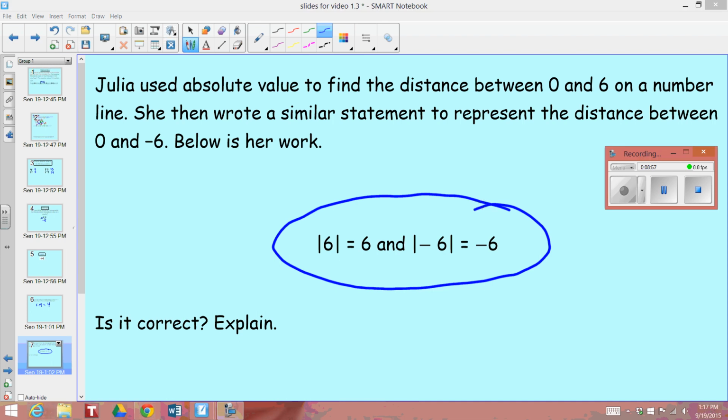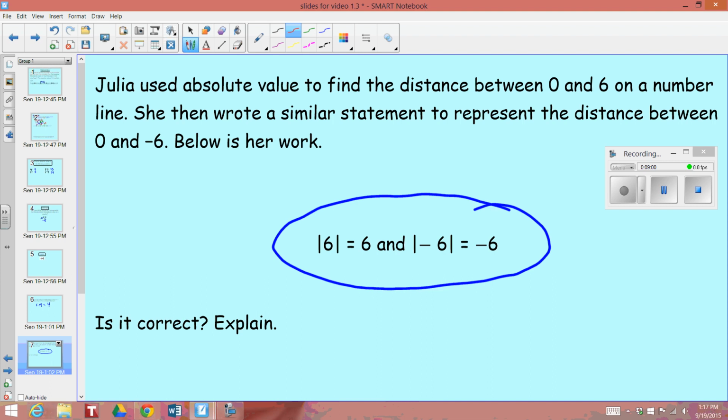Let's look at this closely. The absolute value of positive 6 is indeed positive 6, because the number 6 is 6 units from 0. However, negative 6 is how far away from 0? Well, I know that if I drew a number line, I could see that negative 6 is 6 units from 0. So why did Julia put that the absolute value of negative 6 is negative 6? It's not negative 6 units from 0, it's just 6 spaces away. So her mistake was that she left the negative sign. So she was not correct.